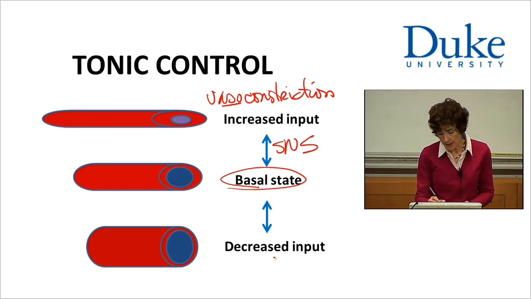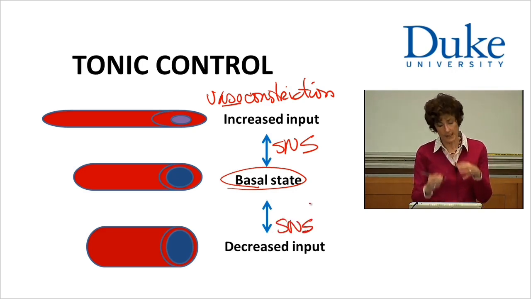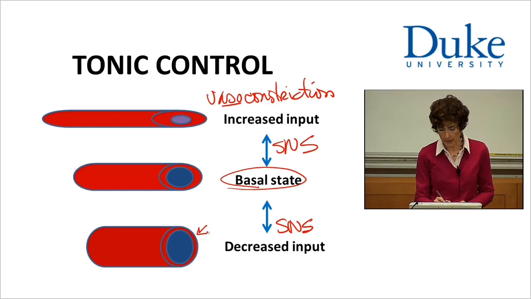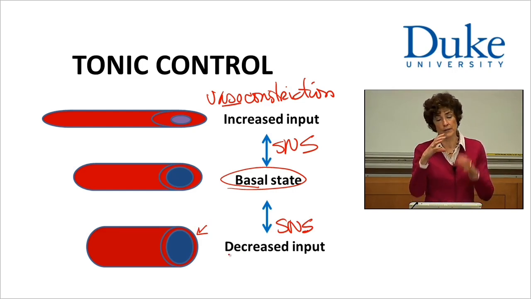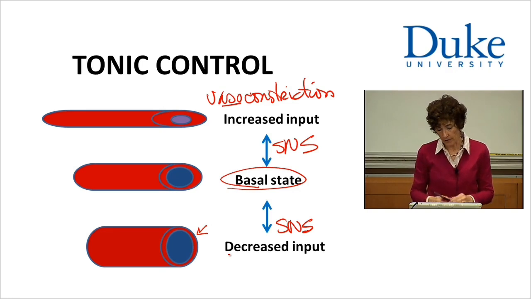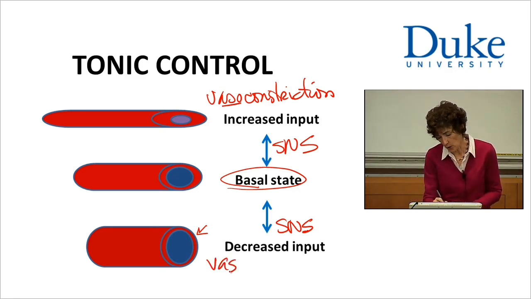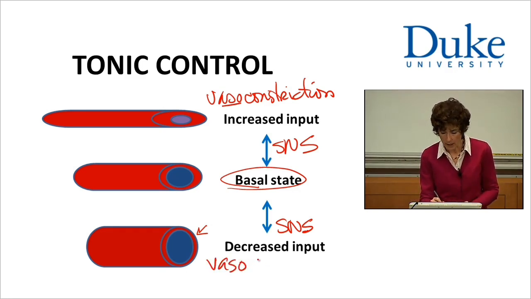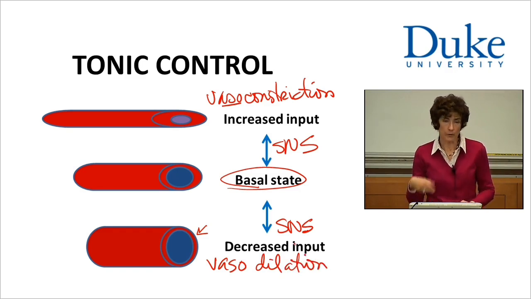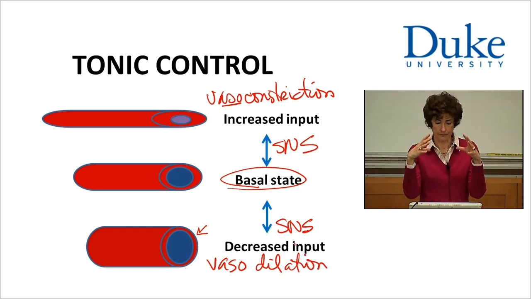I can decrease the input from the sympathetic nervous system, and by doing so, the smooth muscle cells will relax, and then the lumen of the vessel will open. And this is called vasodilation. Vaso, again, meaning blood vessel, and we're dilating. So we're opening the lumen of the vessel.